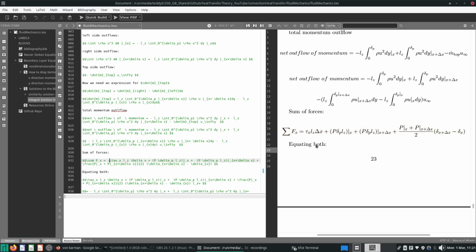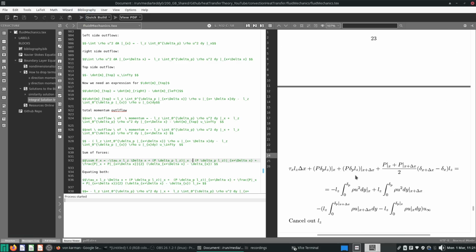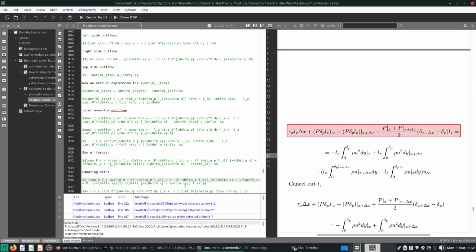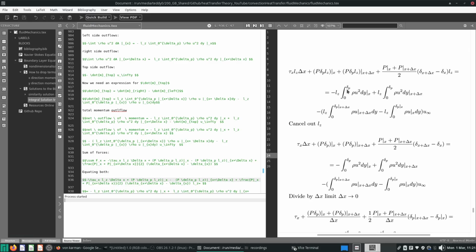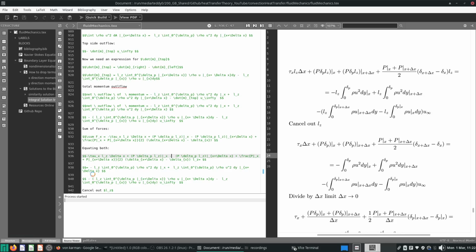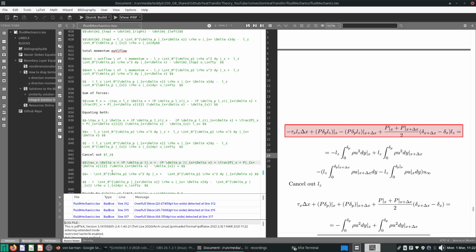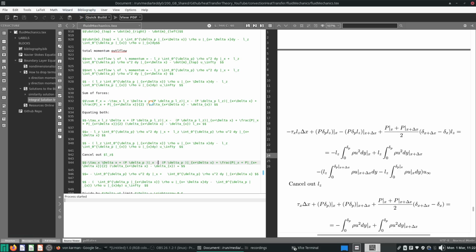Okay, there should be a minus tau and minus p at x plus delta x. Right. If this is a minus, then the equation here will be a minus tau and a minus p. Right. Okay. And of course we cancel out the LZ and it will still be the same. You have a minus tau and a minus p at x plus delta x. Alright.